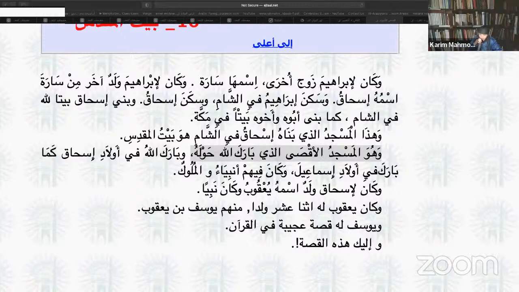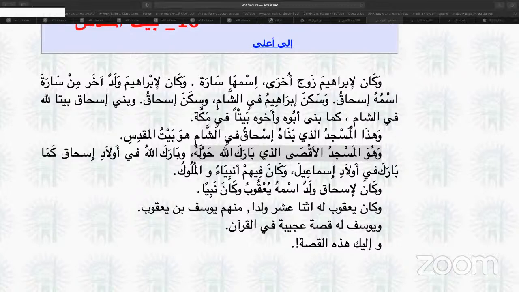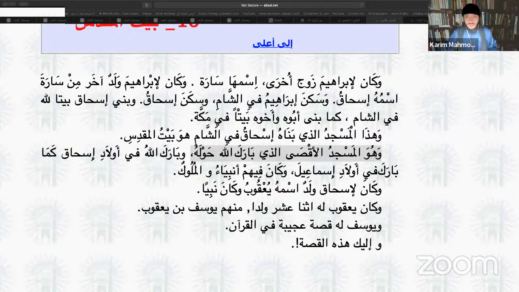Okay, meanings. It is the Masjid al-Aqsa which Allah blessed the surroundings of. حوله means the surrounding area.